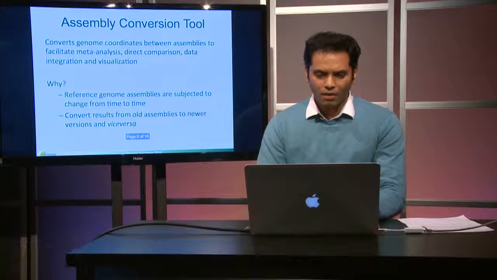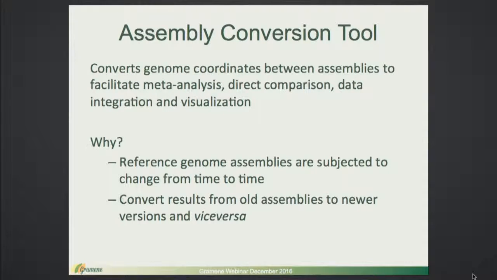Gramene hosts the assembly conversion tool on the browser. What it basically does is convert genome coordinates between assemblies. You have many versions of a particular assembly, so this kind of tool helps you do direct comparison between different versions. It helps in data integration and visualization, and it also facilitates meta-analysis.